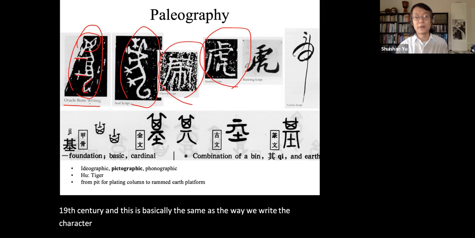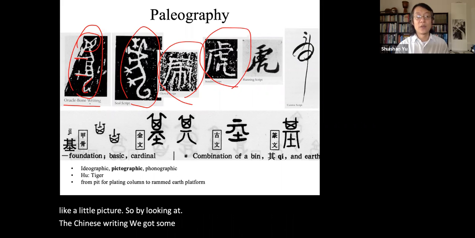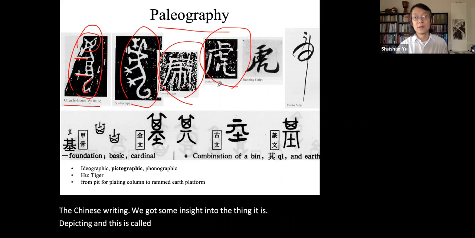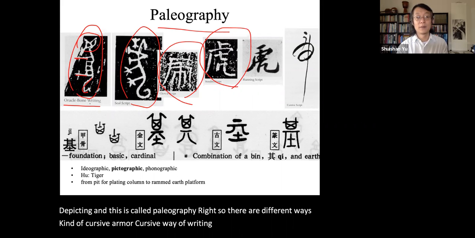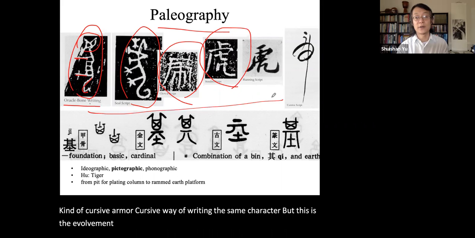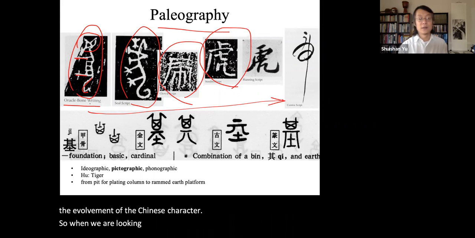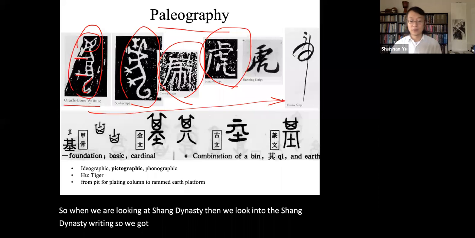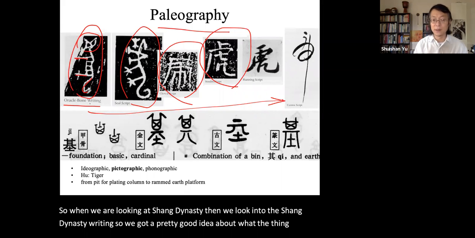So every Chinese character is developed from something like a little picture. So by looking at the Chinese writing, we get some insight into the thing it is depicting. And this is called paleography, right? There are different, more cursive ways of writing the same character, but this is the evolvement of the Chinese character. So when we look into the Shang Dynasty writing, we get a pretty good idea about what the thing being depicted is like.